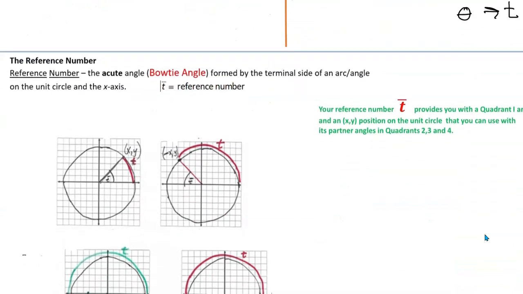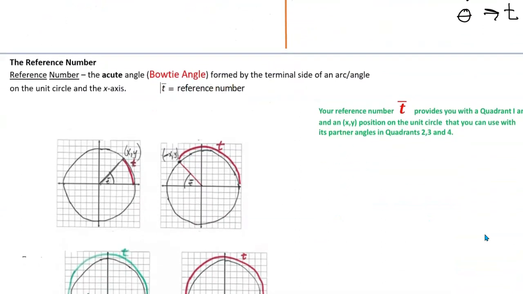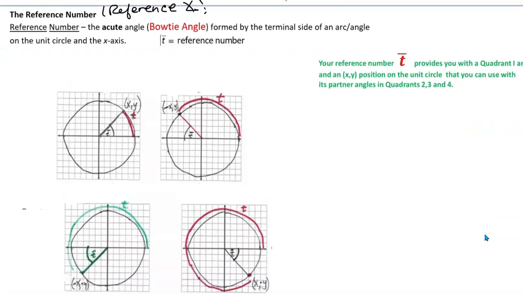All right, next thing. Now we're going to talk about a concept called reference numbers. Reference numbers are also called reference angles, and I will probably call it reference angle because I prefer that. So I'm going to be saying reference angle a lot. The textbook uses reference numbers. They are one and the same. Okay, look at these acute little angles. These are bow tie angles.